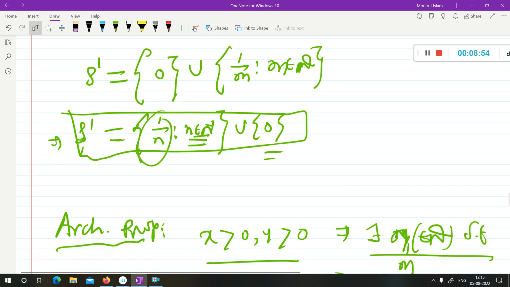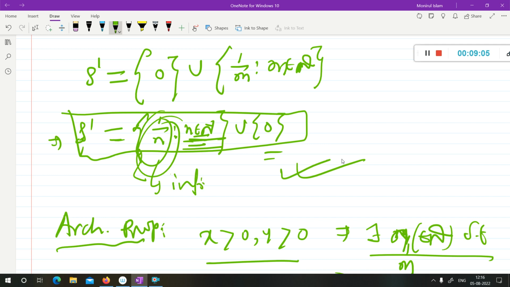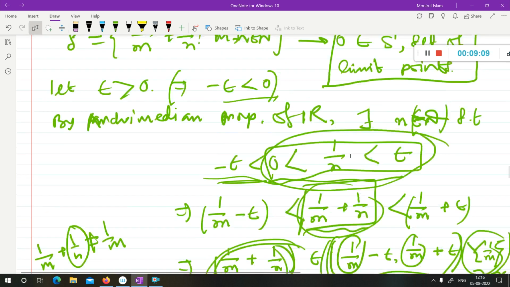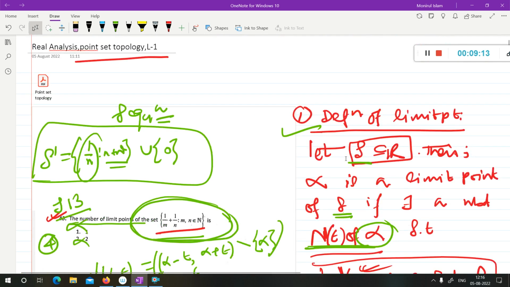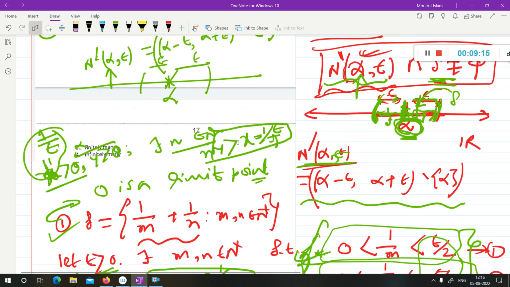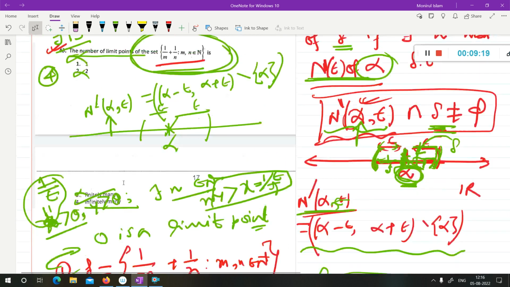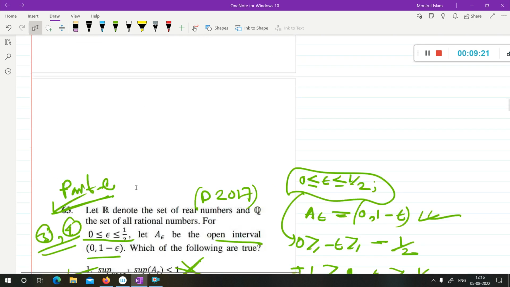So the limit points of the set will be 0 and 1 by n when n is a natural number. The set has infinite limit points, because if n is a natural number then 1 by n is also defined, and this gives infinitely many natural numbers. So in this question the correct answer will be the fourth option, infinite. Okay, so we are going to one more question also.